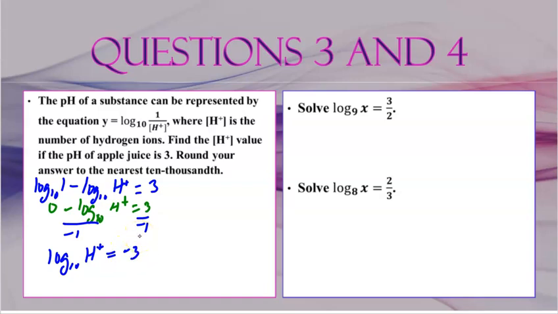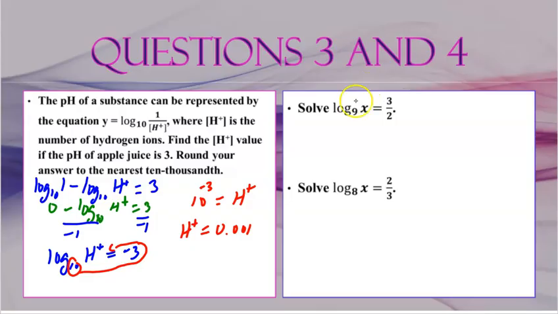And now we can rewrite this in exponential form. So that's going to give us base 10 raised to the -3 power is going to equal our H positive. We need to put this as a decimal, which would be our H positive is going to equal 0.001. Now it says to the nearest 10,000th, but because this one is an exact answer, we would just keep it at 0.001. Question 4. Solve log base 9 of x equaling 3/2.